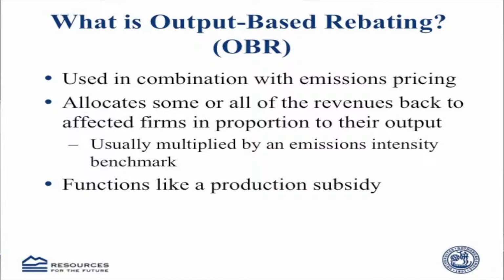The important thing to remember, though, is that when you allocate based on output, it fairly functions like a production subsidy, because the more you produce, the more allocation you get, so the more money you get, the more subsidy you get, rebate. You can call it all of these things, but politicians will prefer certain things over others. Refunding or allocation sounds nicer.